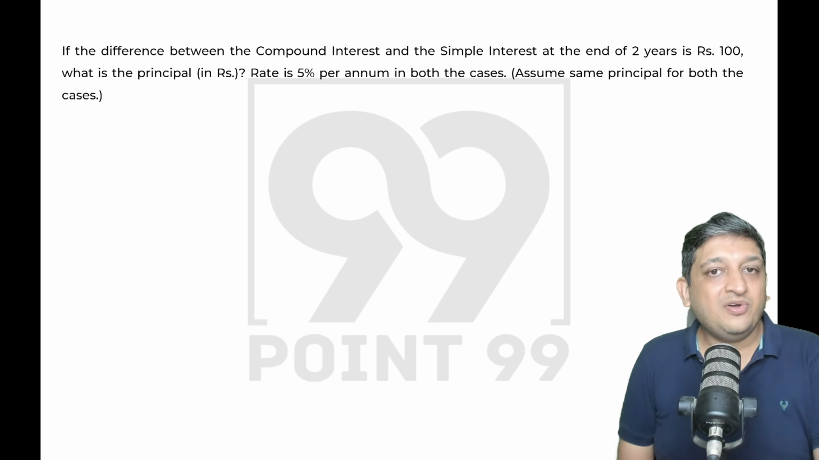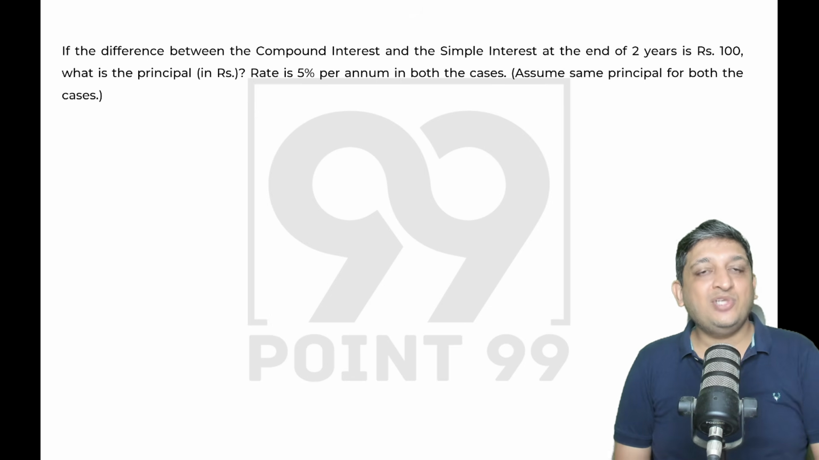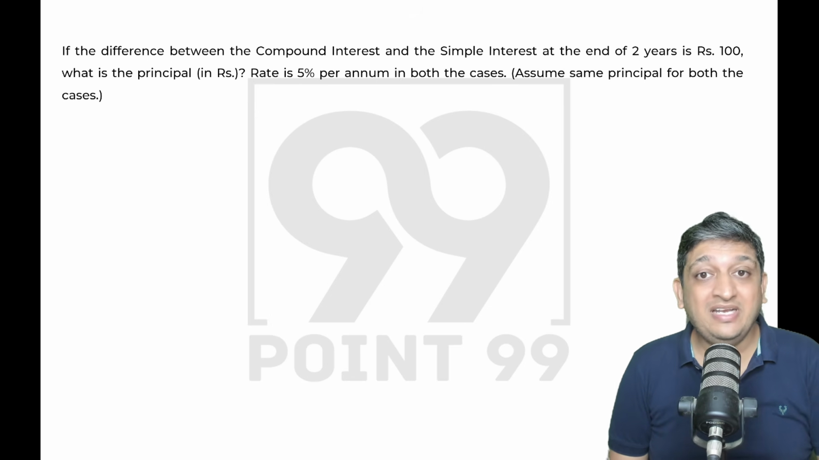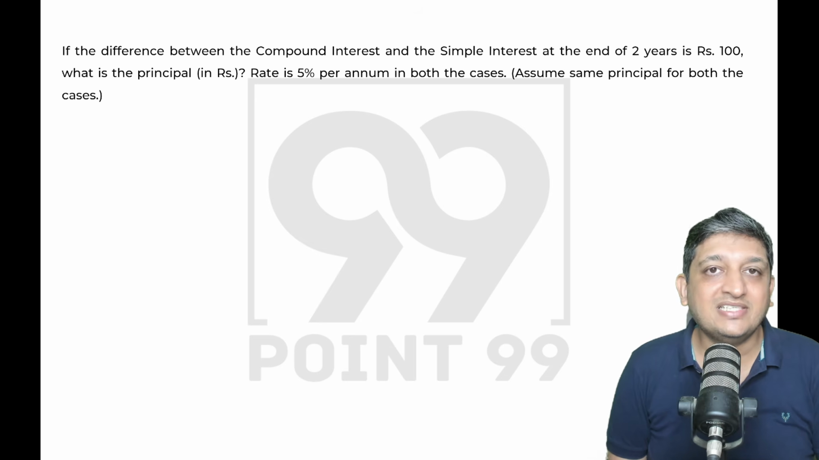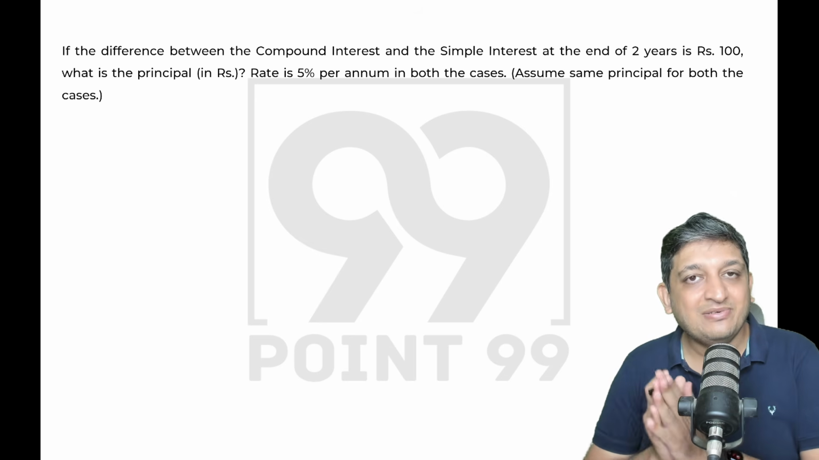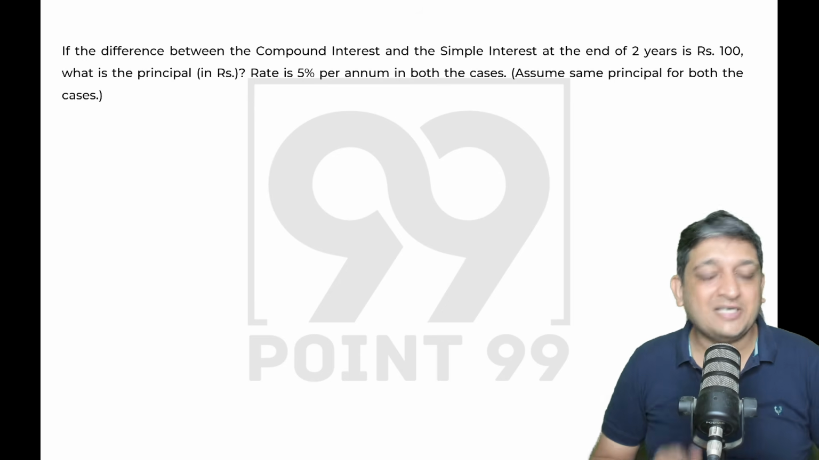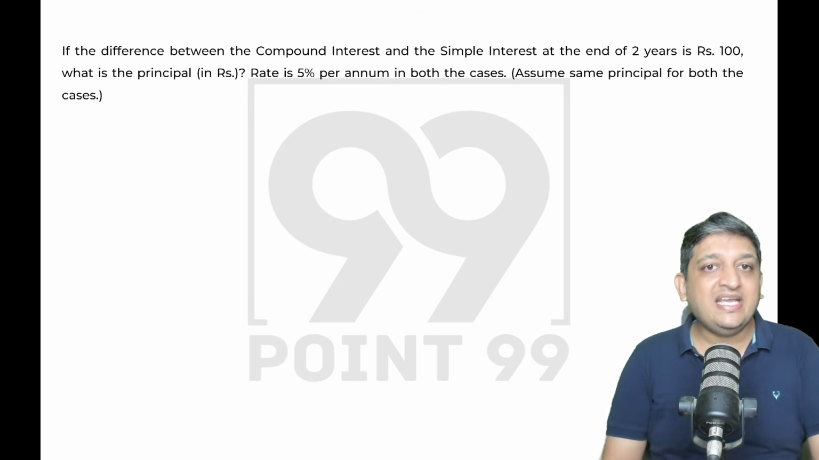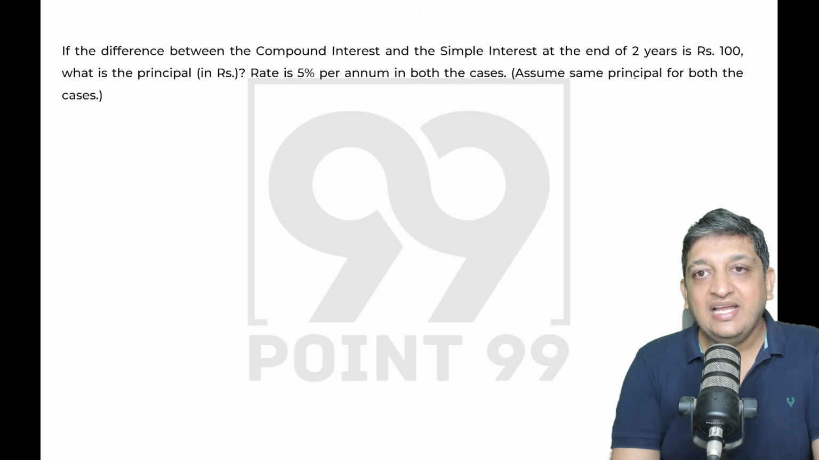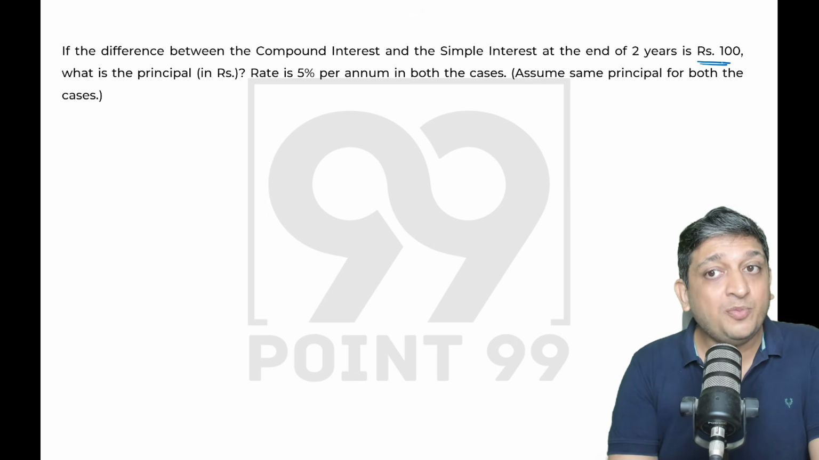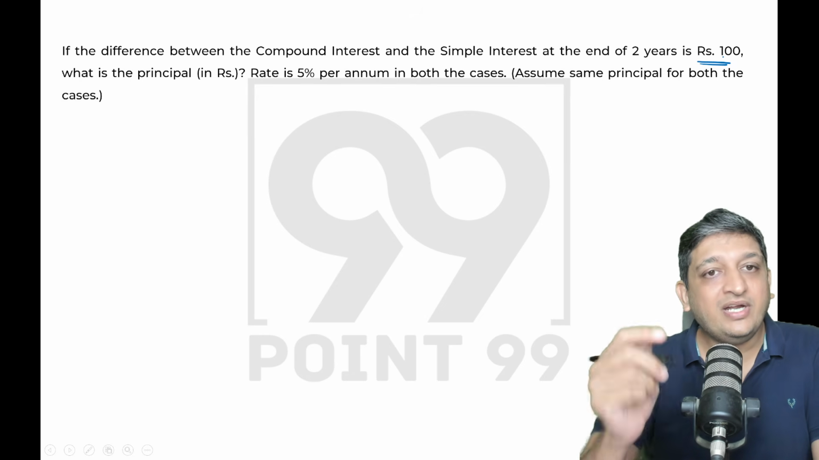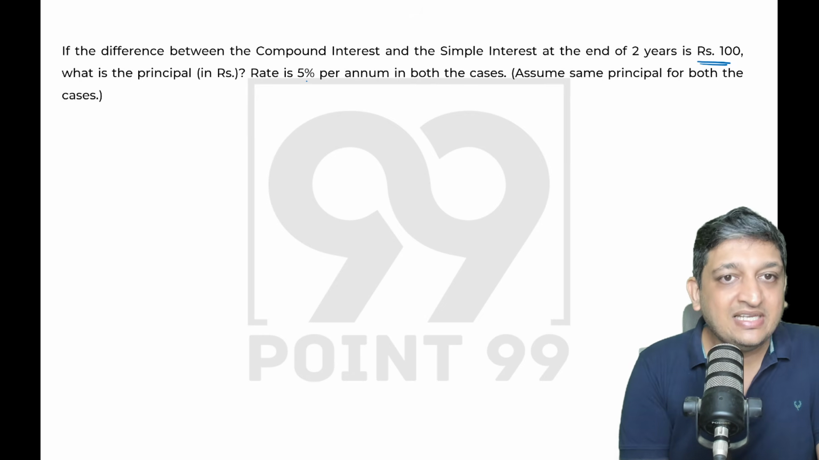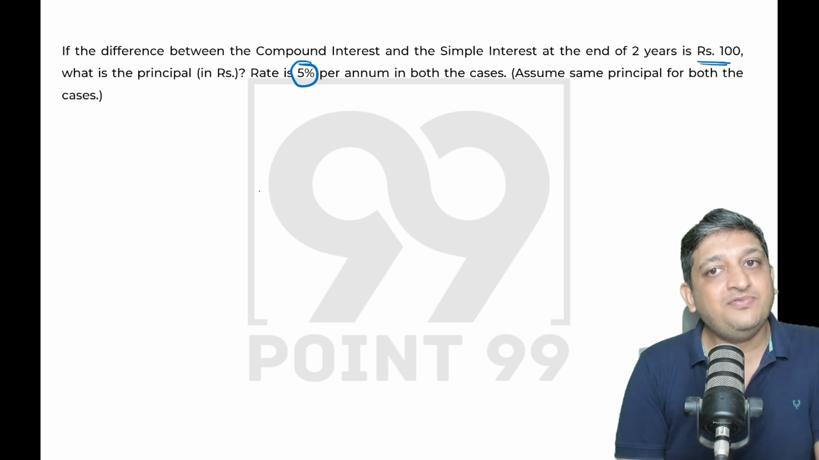Now try this question on your own and then have a look at the solution. Now we are talking about the difference between compound interest and simple interest. So do have a look at it, and then you can look at the solution. So let's start. If the difference between the compound interest and the simple interest at the end of 2 years is 100 rupees. Now the difference is known to us. What is the principal in terms of rupees? And we know that the rate of interest is 5% per annum.